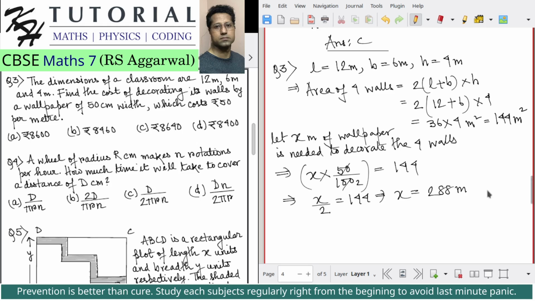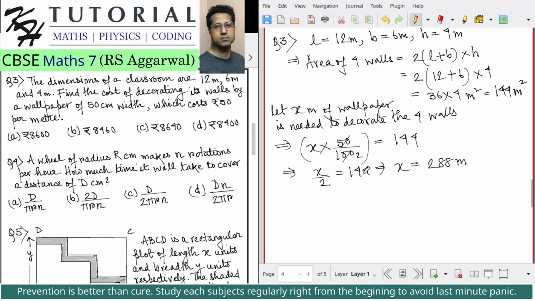Okay. Now what will be the cost? The rate of the cost is given as rupees 50 per meter of the wallpaper. So this implies cost of decoration will be equal to rupees the rate, which is 50, multiplied by the length of the wallpaper that is required, which is 288. Now I will use the calculator to find the value of 50 multiplied by 288.